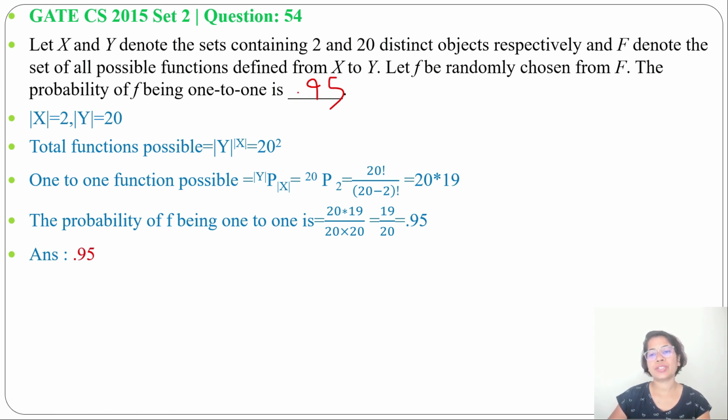I already discussed functions and one-to-one functions. There I discussed how to find the number of functions possible and the number of one-to-one functions possible.